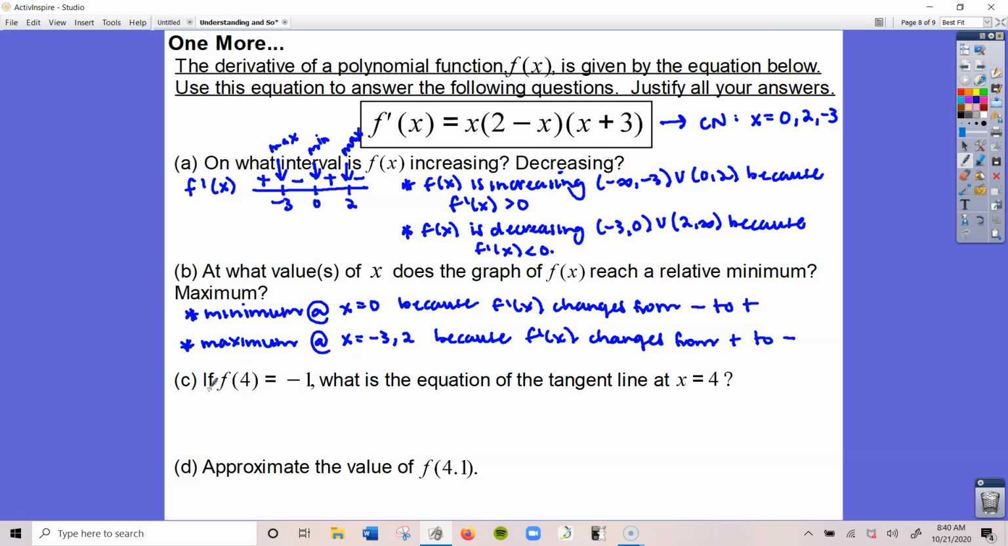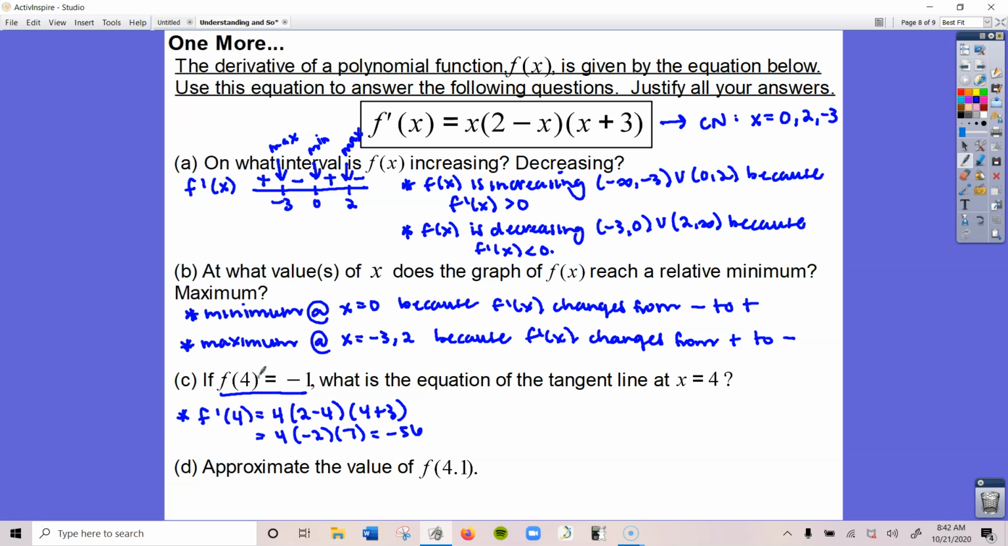For C, we have if f of 4 is equal to negative 1, what is the equation of the tangent line at x is equal to 4? So this is my point of tangency. I need my slope. So that means I need to solve for f prime of 4. This is my derivative equation, so I'm just going to plug in 4. So 4 times 2 minus 4 times 4 plus 3, which is equal to 4 times negative 2 times 7. 4 times negative 2 is negative 8, and negative 8 times 7 is negative 56.